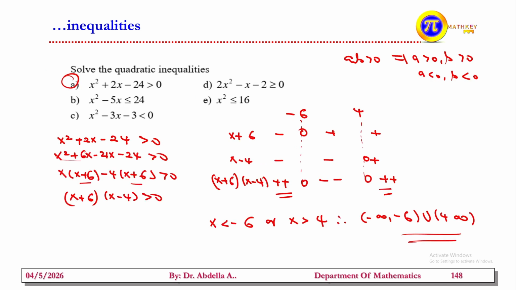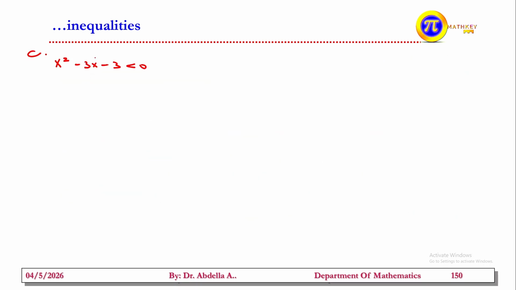You'll see it. The third one, in this case, it is better to apply what? The general quadratic formula, since we don't find a number whose sum is -3 and whose product is -3. So x squared minus x minus 3 is less than 0.